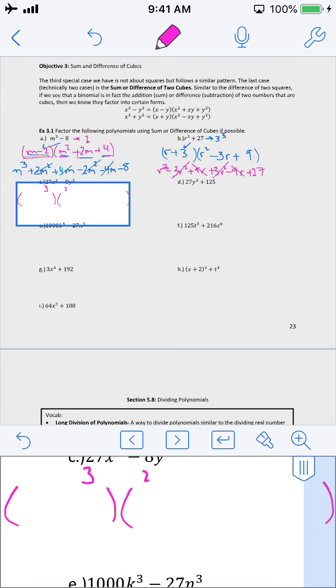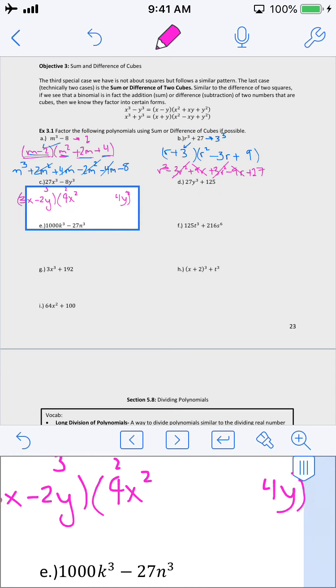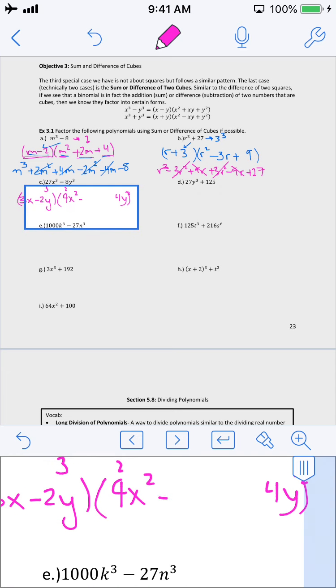It's just a headache. Okay, so 3x minus 2y. Then I'm going to square those. 9x squared and 4y squared. Okay, and then in the middle I'll do the multiplication, so 6x and y. Since they're both minus, it's plus. There's your factored form.